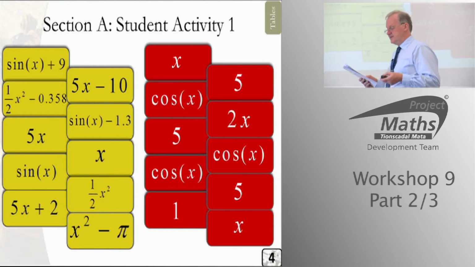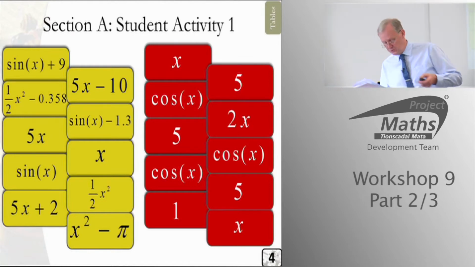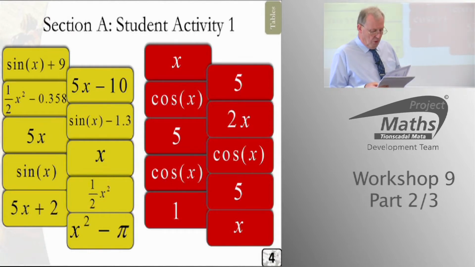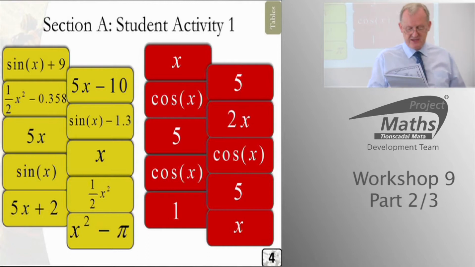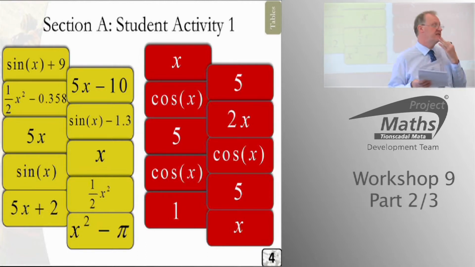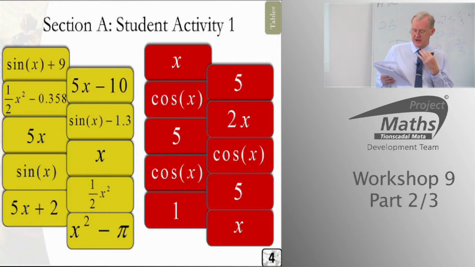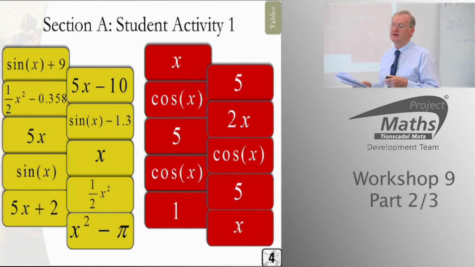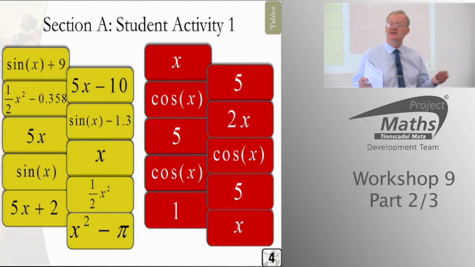Derivative of sine x plus 9. I keep shouting. Great. What's the instantaneous rate of change of a half x squared? And what's the derivative of a half x squared minus that number there? x again. Now, a couple of things there.